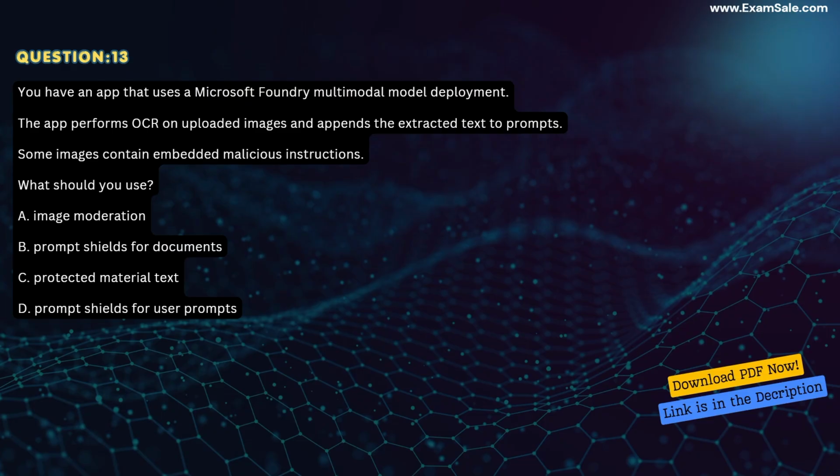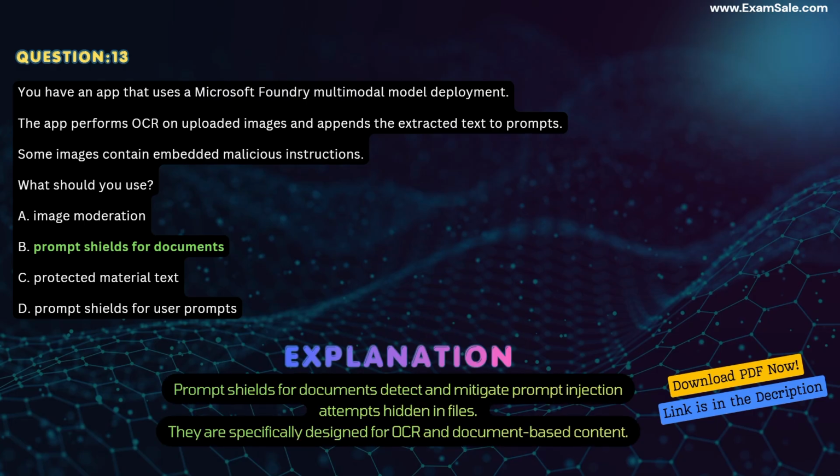Protected material text. D. Prompt shields for user prompts. Correct answer B. Prompt shields for documents. Explanation: prompt shields for documents detect and mitigate prompt injection attempts hidden in files. They are specifically designed for OCR and document-based content.